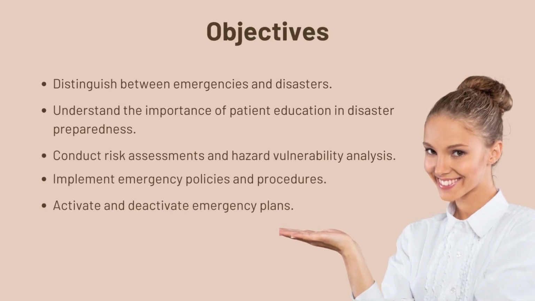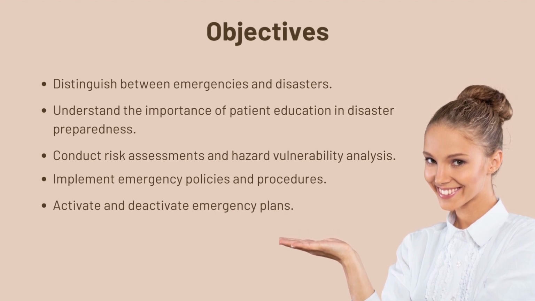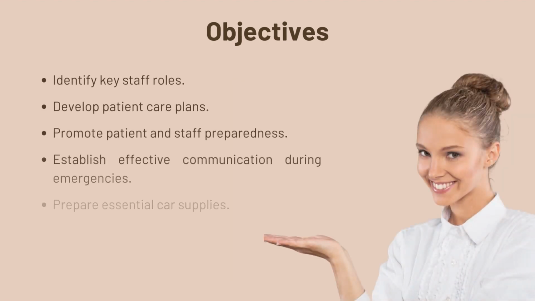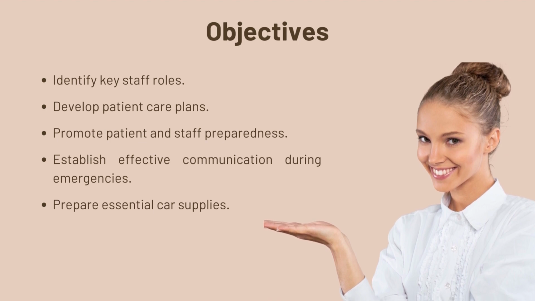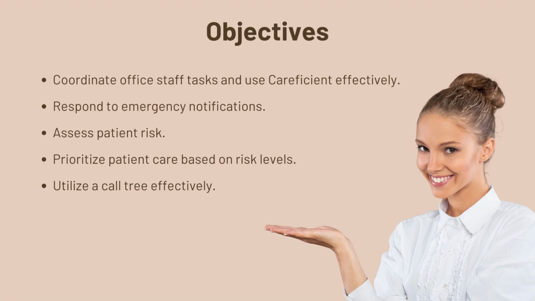By the end of this training, you will be able to distinguish between emergencies and disasters, understand the importance of patient education in disaster preparedness, conduct risk assessment and hazard vulnerability analysis, implement emergency policies and procedures, activate and deactivate emergency plans, identify key staff roles, develop patient care plans, promote patient and staff preparedness, establish effective communication during emergencies, prepare essential care supplies, coordinate office staff tasks, and use CareFicient effectively.